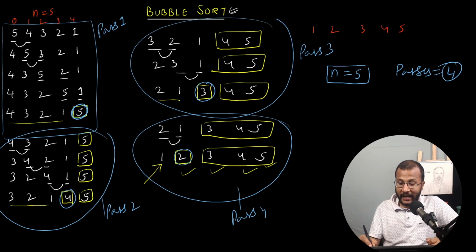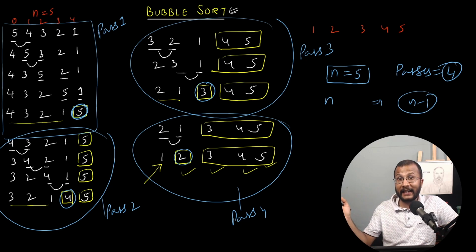So if you have n number of elements, you will be needing n minus 1 passes. That means if you have 10 elements, you will be needing 9 passes, because by doing that, you will be placing 9 elements at their correct positions. By doing 9 passes, the 10th element would be automatically placed at its correct position. So if you have n number of elements, you will be having n minus 1 passes, and in each pass we are doing comparison, right?